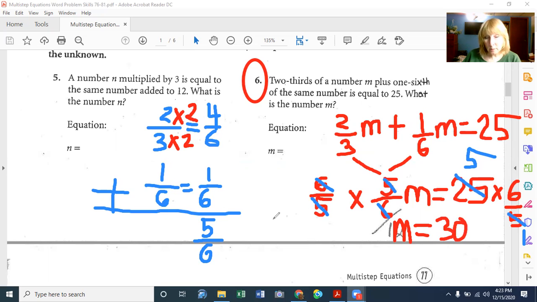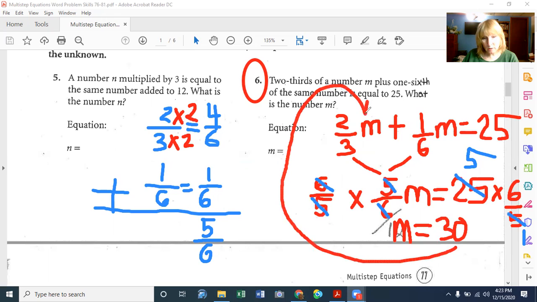If I wanted to check my work, I could take my 30 and plug it back into my equation, wherever there's an m, and see if I yield a true statement. So 2/3 times 30 plus 1/6 times 30 should equal 25. So I'll leave you to check that on your own at home there. I'm going to move on a little bit. Let's clear.